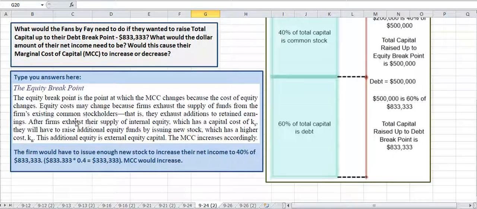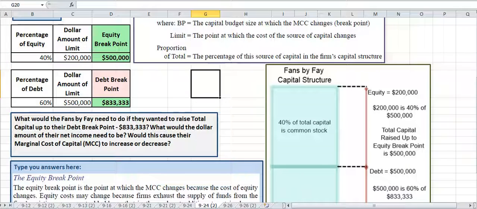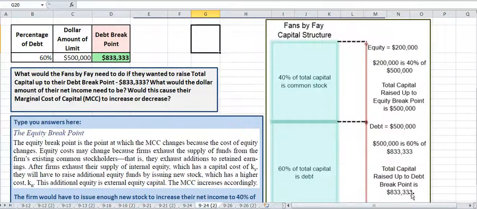And there's a really good explanation in your book that talks about equity breakpoint and what's actually going on in the company. I'll let you read that on your own, and you can put this in your own words. But the important thing to see here is that if one breakpoint is higher than the other and you need to go up to the higher breakpoint, then that means you're going to have to, in this case, issue new stock in order to bring your ratio into the 40-60 requirement.